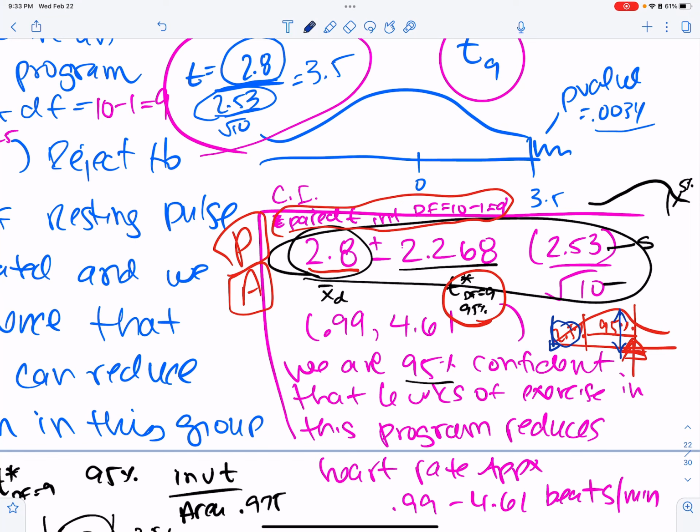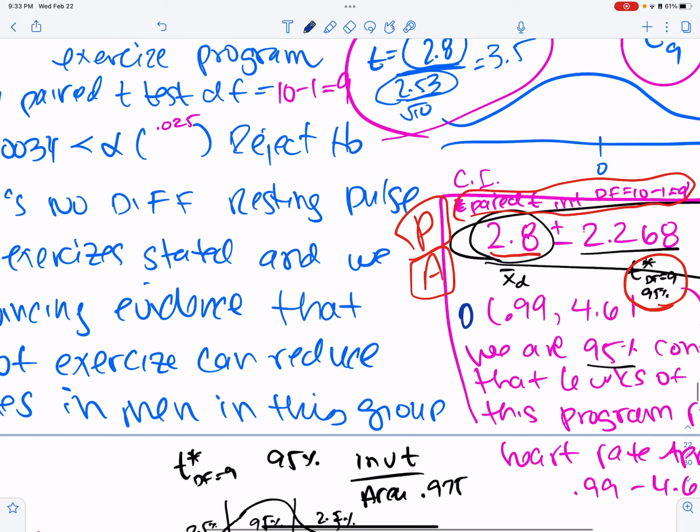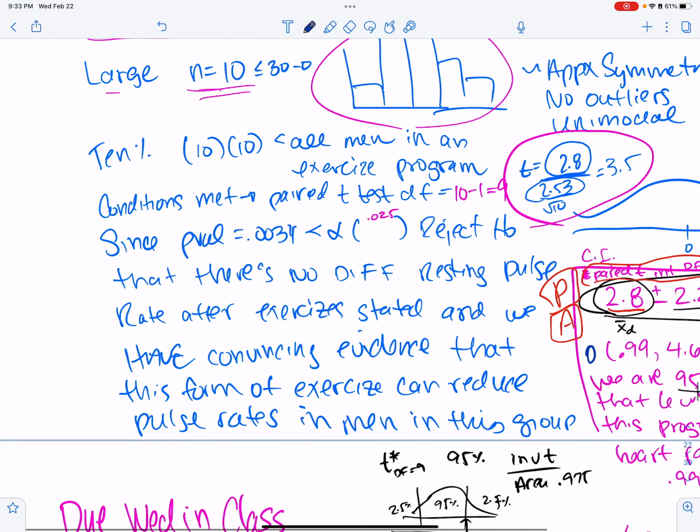And so we are 95% confident that the 6 weeks of exercise in this program reduces the heart rate approximately 0.99 to 4.61 beats per minute. And if you notice, 0 is not in the interval, 0 is over here, which means it is new information. This is something different, and that would also be a reject, which is what we got in our test.